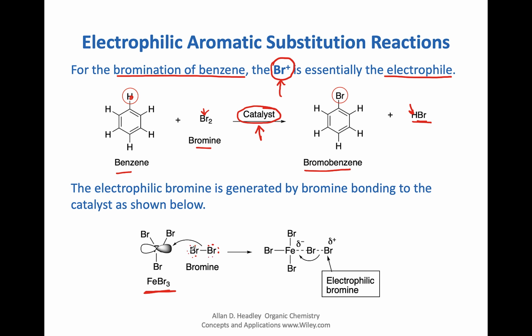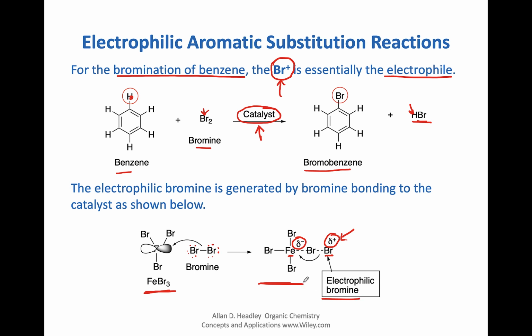So it's possible for these electrons to bond to this orbital or to interact with this orbital. If these electrons interact with this orbital, what's generated is this species where the electrons now flow towards the iron, making it partially negative, and this bromine here partially positive, electrophilic, as shown here. So this is an electrophilic bromine.